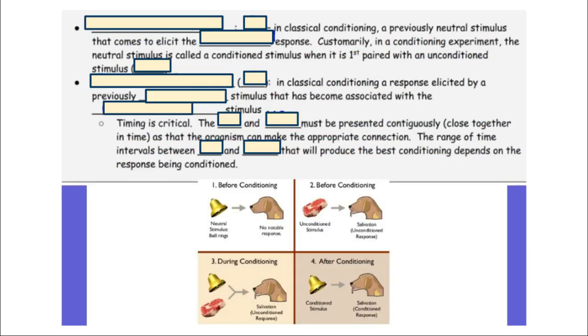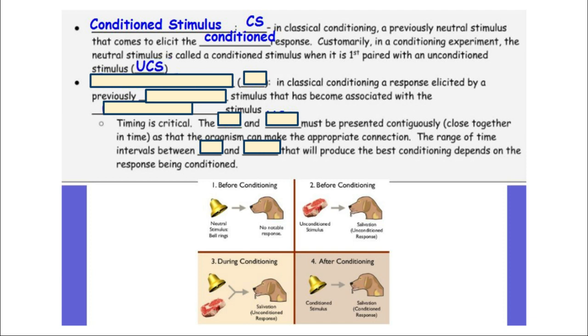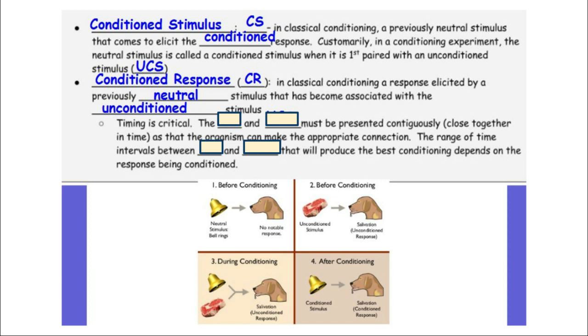So, the conditioned stimulus, or the CS, in classical conditioning, is a previously neutral stimulus that comes to elicit a conditioned response. Customarily in classical conditioning, the neutral stimulus is called the conditioned stimulus when it's first paired with the unconditioned stimulus, or the UCS. Moving on, the conditioned response, or the CR, in classical conditioning, is a response elicited by a previously neutral stimulus that has been associated with the unconditioned stimulus.